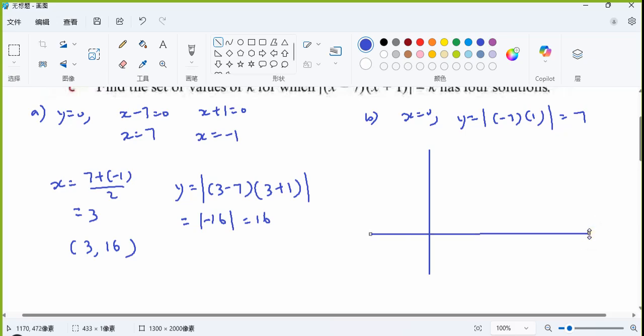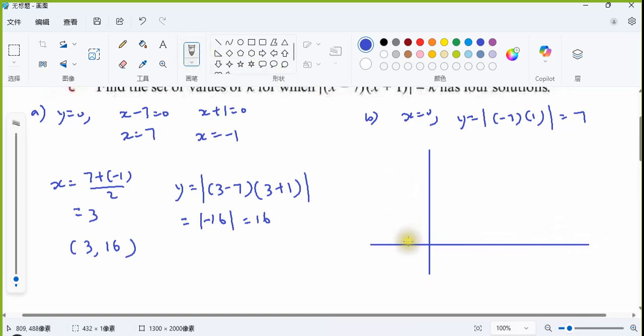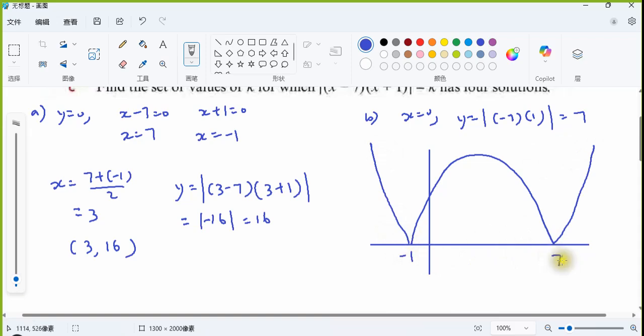Okay, so the graph will be something like this, with negative 1, 7. This is 7 and this is (3, 16). So this is x and this is the y.